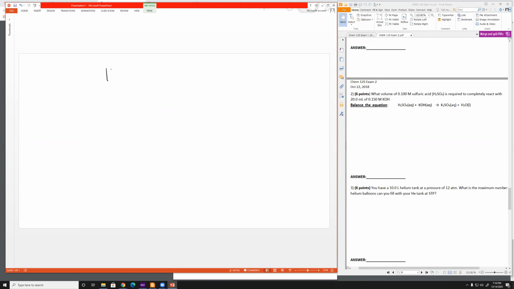So we have the equation. Let's balance it first. H2SO4 plus KOH. Every acid-base reaction makes water and a salt. So K2SO4 is the salt, and H2O is the water. Now, to balance it, we have H2. Here we have HOH, so we need to put a 2 in front of there, 2 in front of here. Sulfates are good, and we're good.